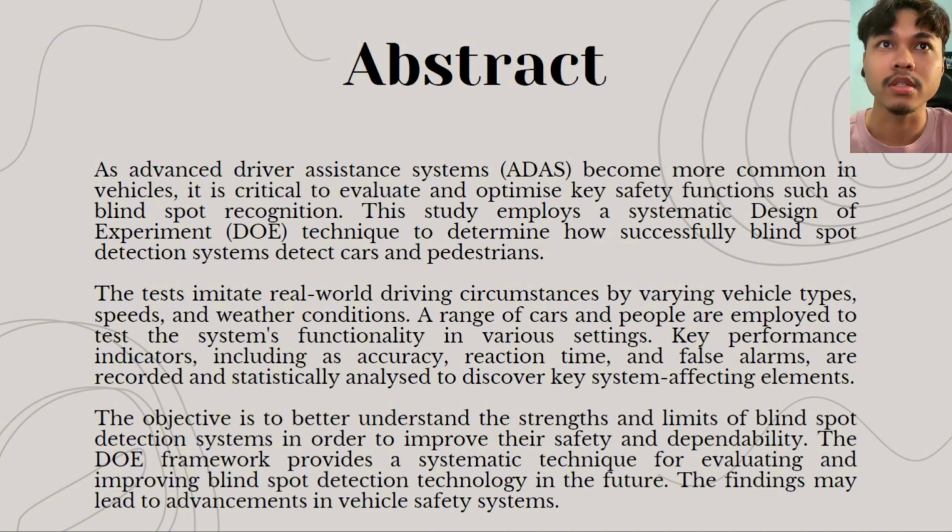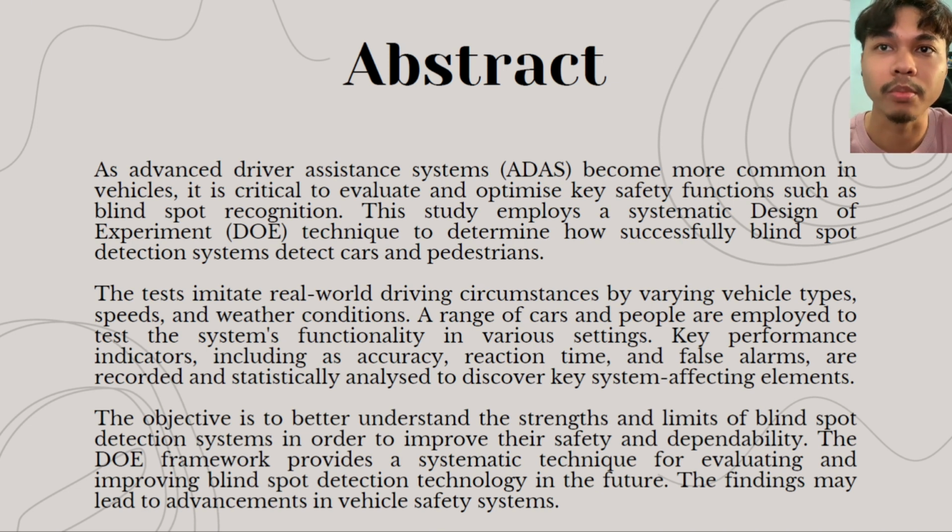This study employs a systematic design of experiment technique to determine how successfully blind spot detection systems detect cars and pedestrians. The tests imitate real-world driving circumstances by varying vehicle types, speed, and weather conditions. A range of cars and people are employed to test the system functionality in various settings. Key performance indicators including accuracy, reaction time, and false alarm are recorded and statistically analyzed to discover key system affecting elements.